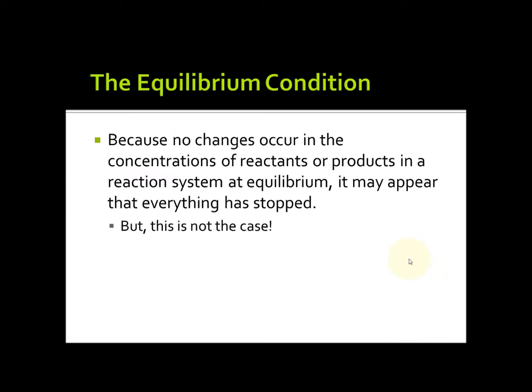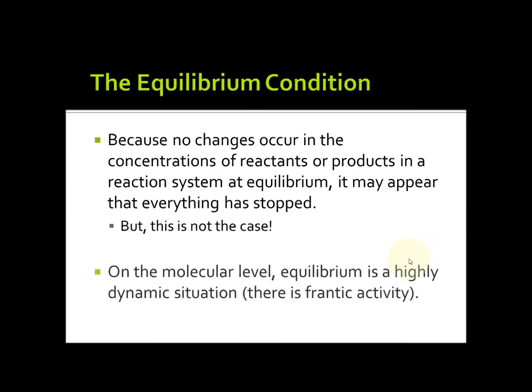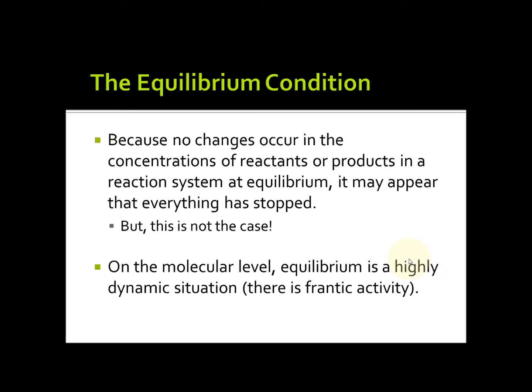Okay, so our equilibrium condition. No changes occur in the concentrations of reactants or products in a reaction system at equilibrium. It may appear that everything has stopped, but it doesn't actually happen like that. On the molecular level, equilibrium is a highly dynamic situation, meaning there's lots of frantic activity happening. There is a forward reaction and a reverse reaction.